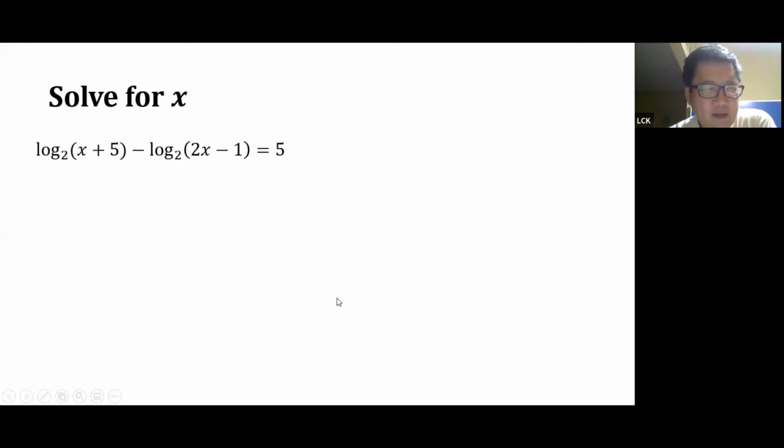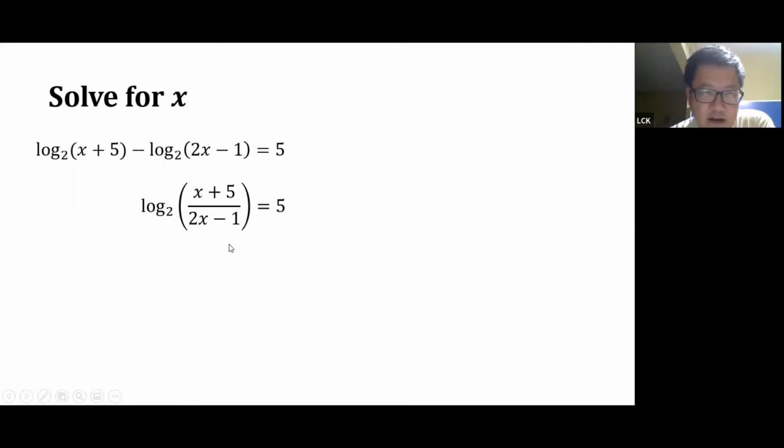Simple. Okay, solve for x. This is the first solve for question. Solve for x means give me the value of x which satisfies this equation. That's the meaning of solve for x. Now it's simple because you have log base 2 of x plus 5 minus log base 2 of 2x minus 1. Combine them like that. Because it's a minus here, you end up with a divide. And you have a log expression at the left. You have a pure, beautiful number 5 here on the right.